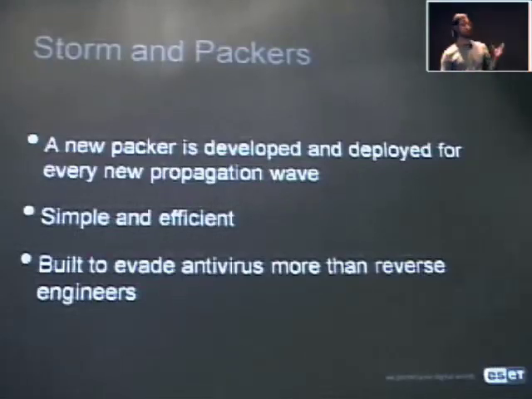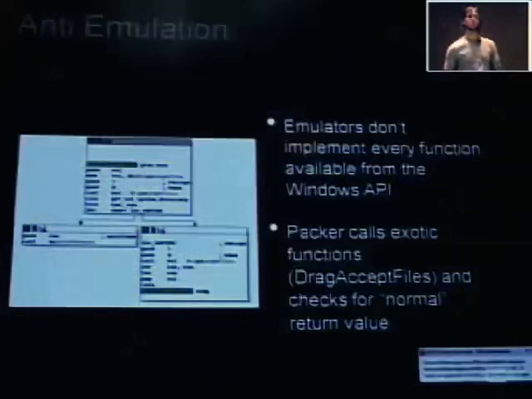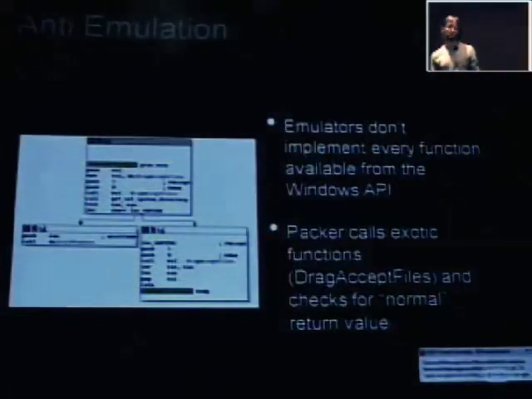The Packers with Storm are very interesting because they will develop a completely new one every time they want to do a propagation wave. So this is clearly to evade antivirus detection and make reverse engineering a bit harder. But it's not really that much harder, because the Packers are really simple and efficient. They don't want to have problems with it. They just want to change what the executable will look like from static analysis. And this is probably why I'm here today presenting, because the Packers are not too hard to get past, and you can basically fairly easily understand them.